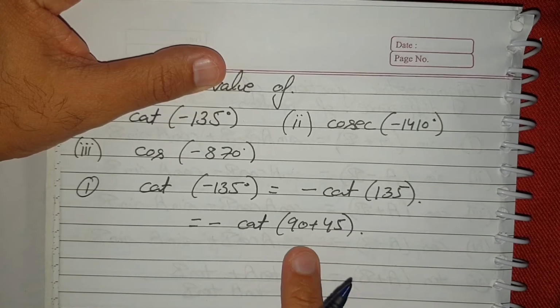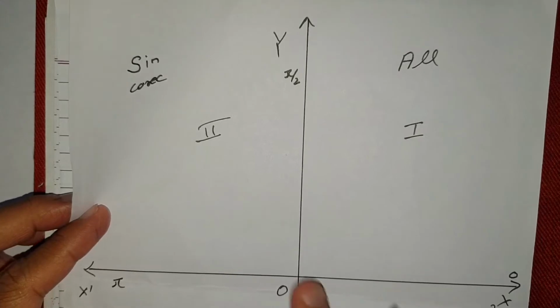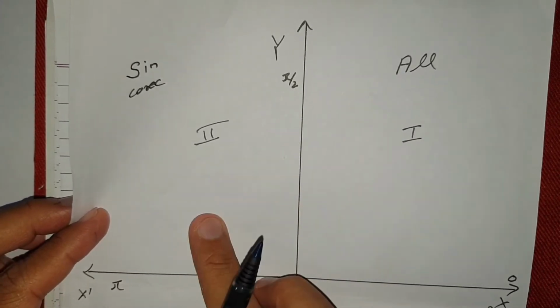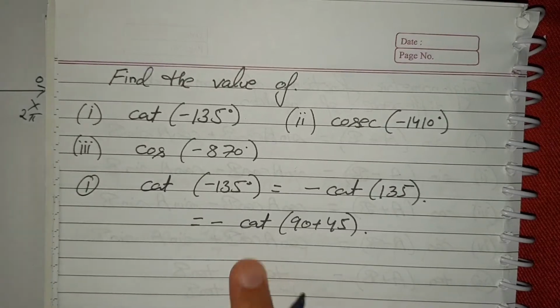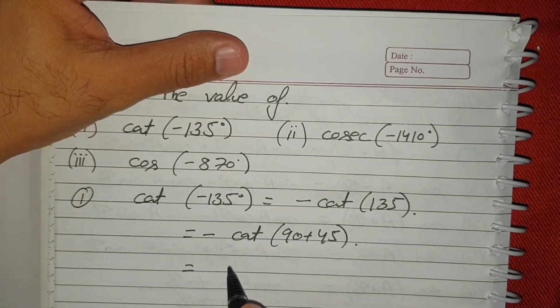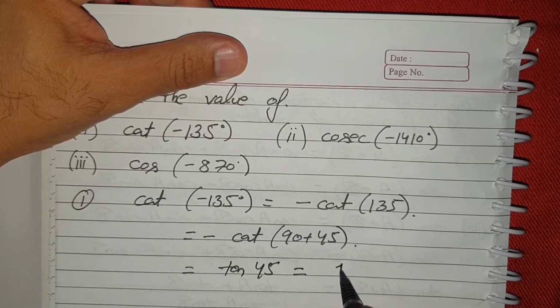And for 90 plus 45, it will take you to the second quadrant. And in second quadrant, sine and cosec are positive, cot is negative. So negative becomes positive. Cot becomes tan. So this is tan 45, which equals 1.